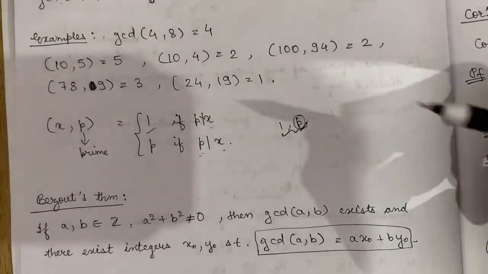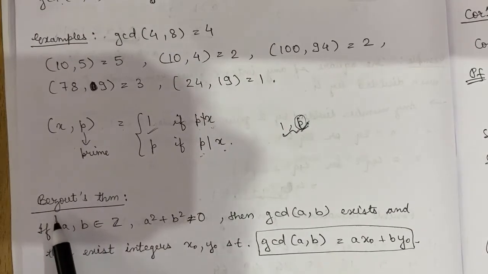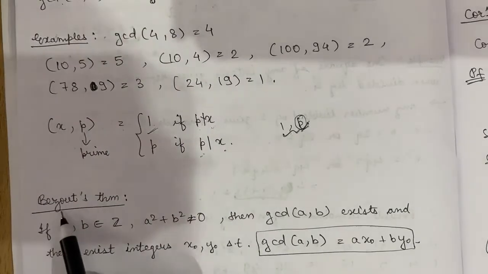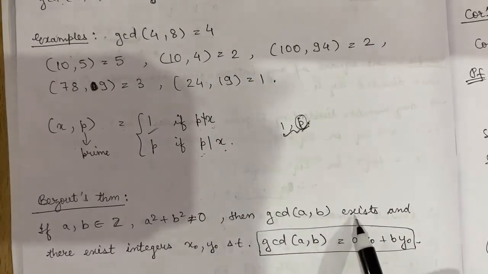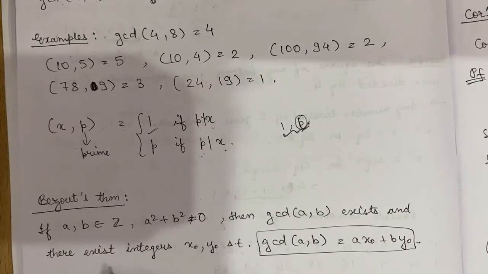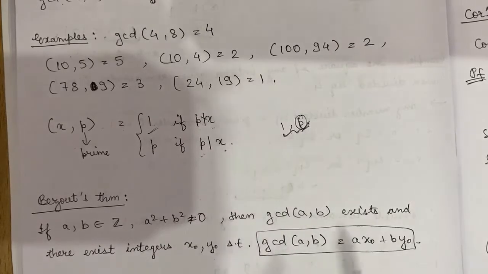Now let's look at another quite important theorem and a few of its corollaries. This is Bezout's theorem. If A and B are integers and A and B are not both 0, then GCD of A and B exists, and there exist integers x0, y0 such that GCD of A and B equals A x0 plus B y0.